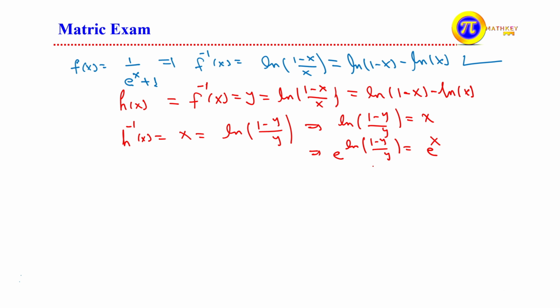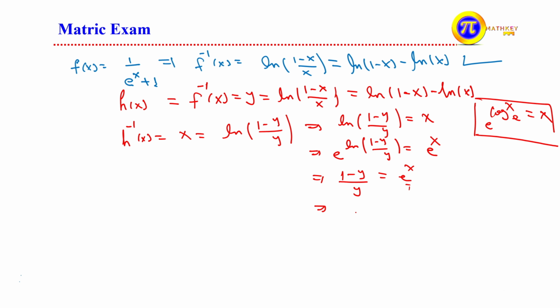e to the power of ln of (1 minus y) over y means, you know, you have a formula for this: e to the power of log base e of some x is equal to x. So we have to apply that. This means (1 minus y) over y is equal to e to the power of x. Cross multiplying, 1 minus y is equal to e to the power of x times y. After that, solve for y, which implies 1 is equal to y plus y times e to the power of x.